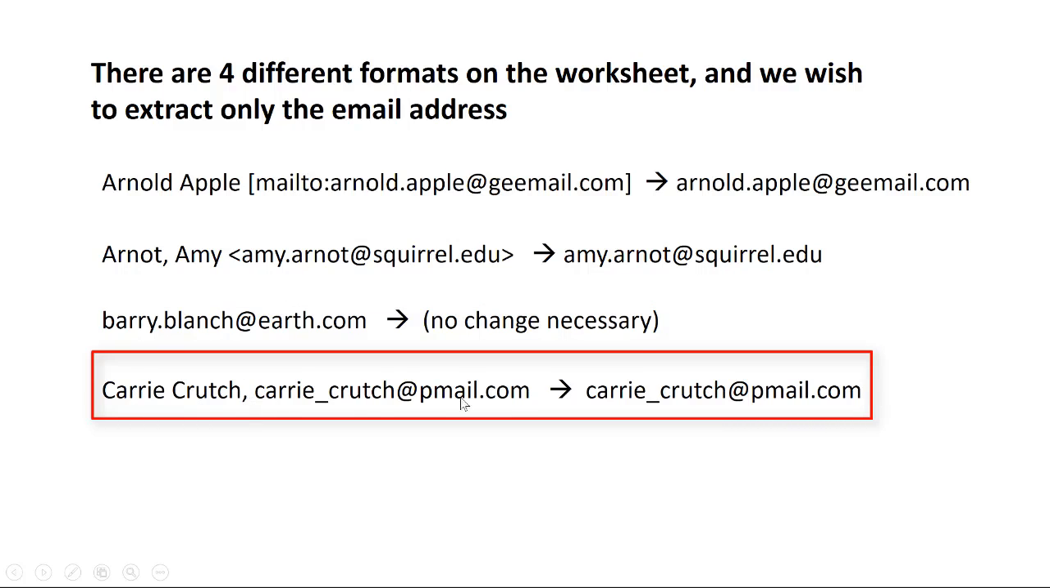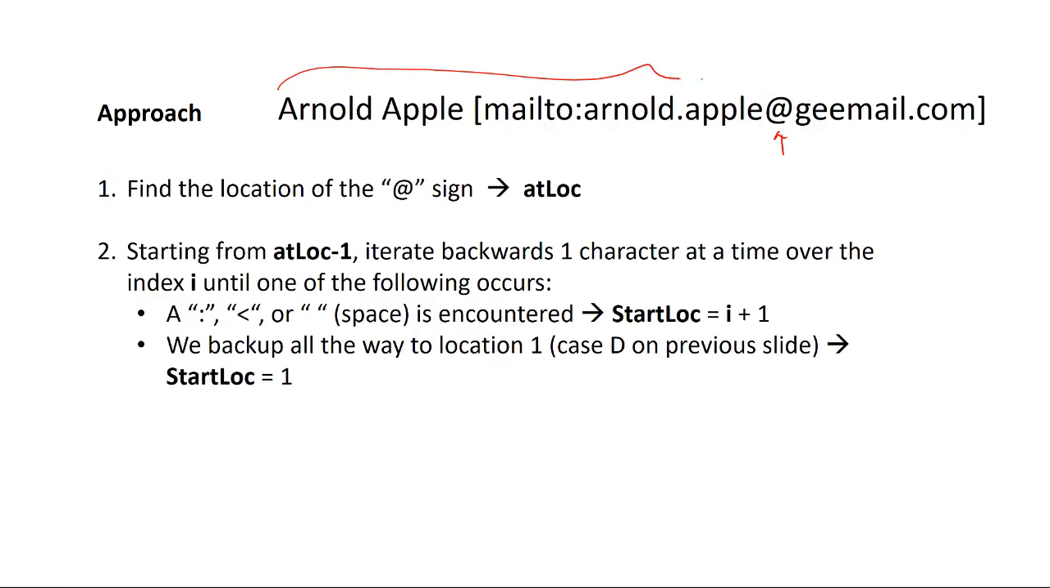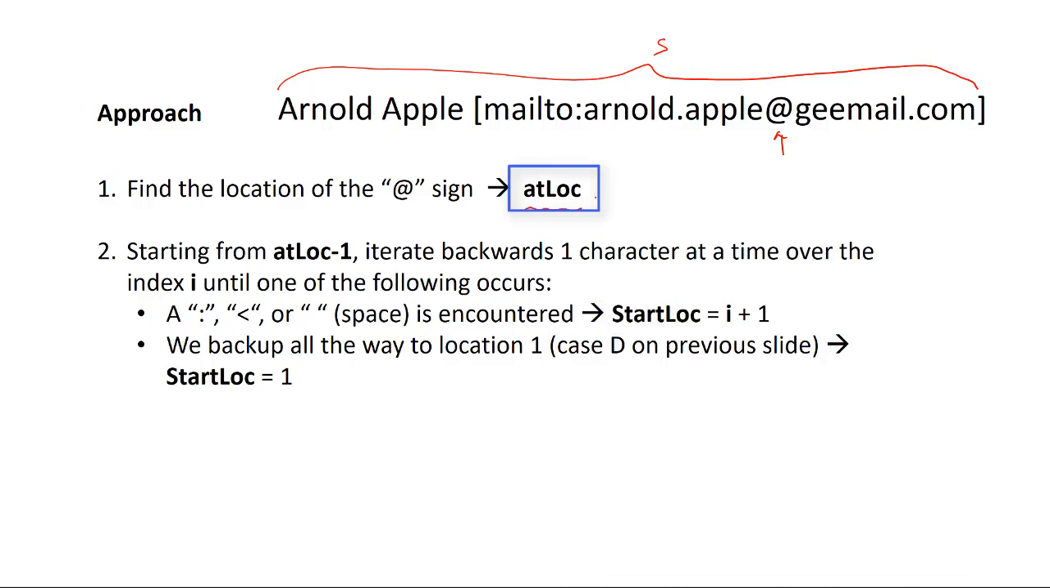name, comma, email address. So the first step in this approach is to find the location of the @ sign. This whole thing here is going to be a string that I'm going to call S, and we're going to use the find function to see where the @ sign is, and we're going to call that this parameter @loc, which is going to be an integer. Starting from the @ sign, we're going to iterate backwards. So maybe that's 25, and we're going to go down by 1, so we're going to go 25, 24, 23, and we're going to search until we find a colon, a less than, or a space.